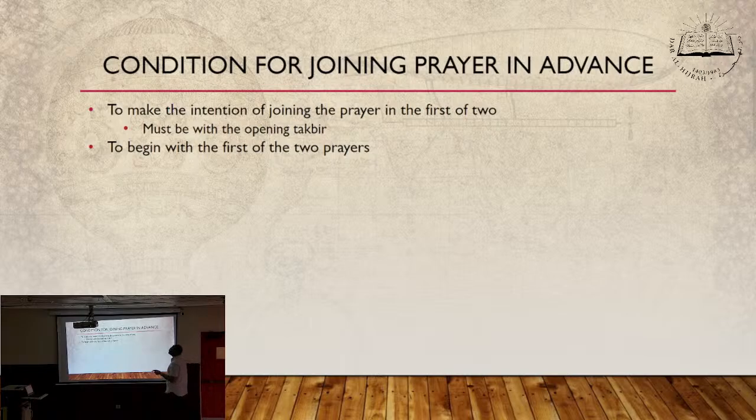Two, to begin with the first of the two prayers. I cannot pray Asr and then combine with Dhuhr. I'll have to pray Dhuhr and then Asr. I'll have to pray Maghrib and then Isha. Not Isha and then Maghrib. In the Shafi'i school, we spoke about this before. The sequencing of the prayers is a must.